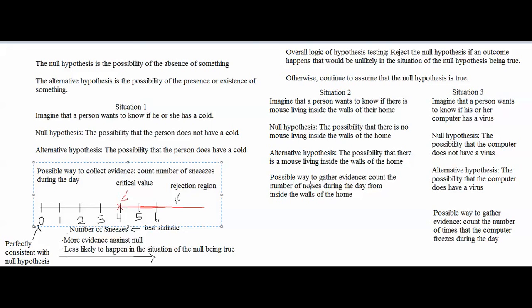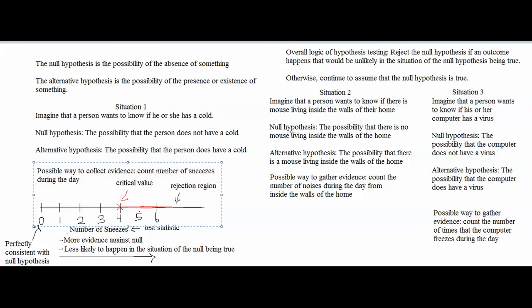So if I decide to assume that the null hypothesis is true, I could be making a wrong conclusion because it could be that the alternative really is true and there really is a mouse inside the walls. So there's two possible wrong conclusions that can be made in a hypothesis test.